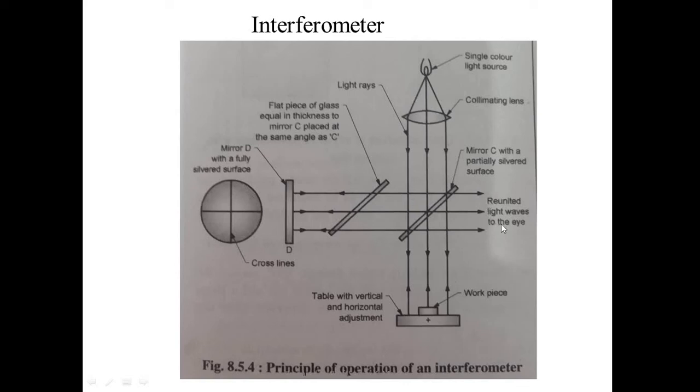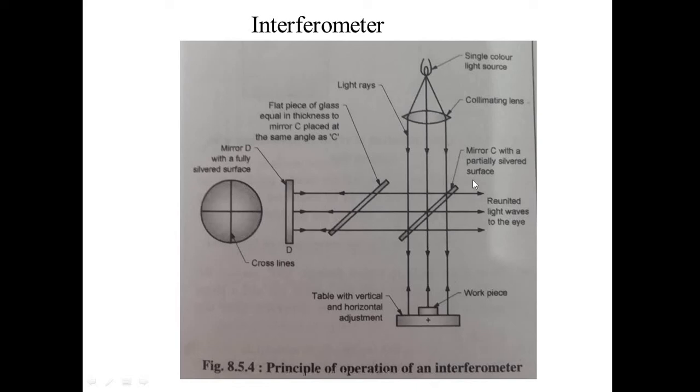So here there is a facility to see the reflected waves. Waves reflected from the workpiece and the table will be seen here, as well as the rays reflected from this fully silvered mirror. Now, this is one path taken by the light waves, and this is another path taken by the light waves.